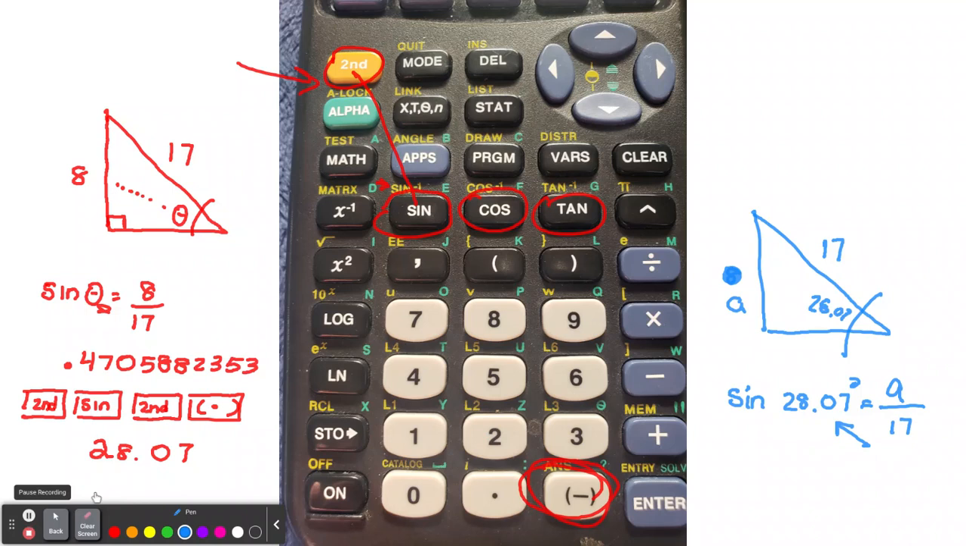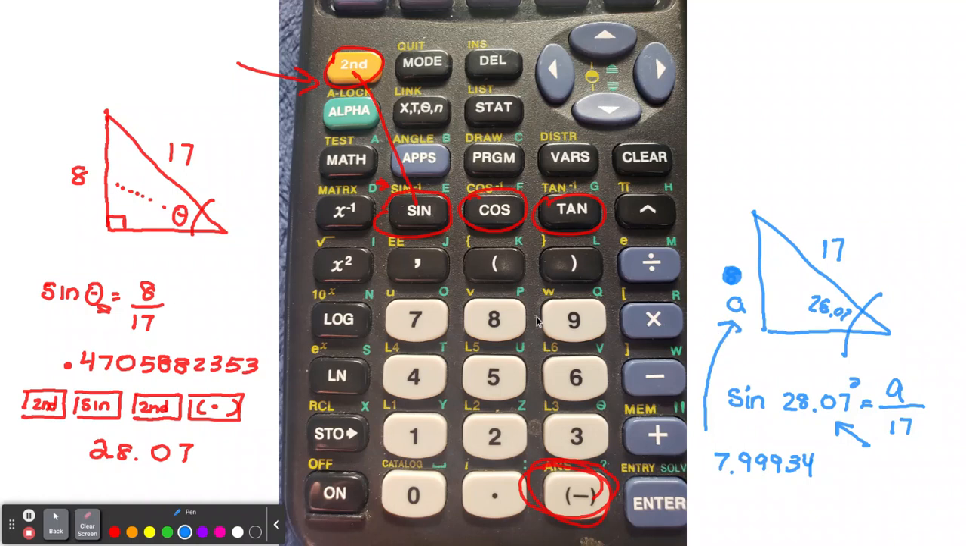And when you do that, again, you're going to press 17 times sine 28.07. Sometimes you have to press in the ending parentheses there. And on my calculator, because it's not exact, I'm getting 7.99934. It's basically 8.